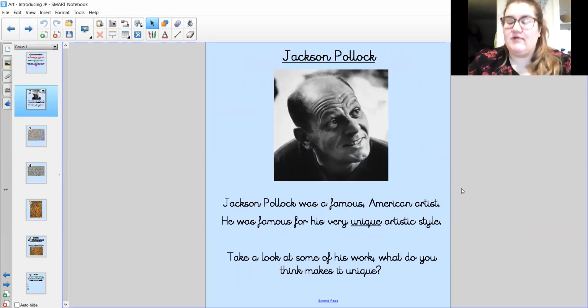This is a photograph of Jackson Pollock, and Jackson Pollock was a famous American artist. Okay, it says was because he's sadly died now, but his work is still very famous. So he was famous for his very unique artistic style. So unique, that just means different. Okay, so we are all unique, we are all different, we all look different, we sound different, we like different things. Okay, so Jackson Pollock was famous for his unique artistic style.